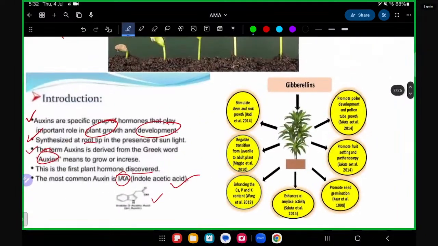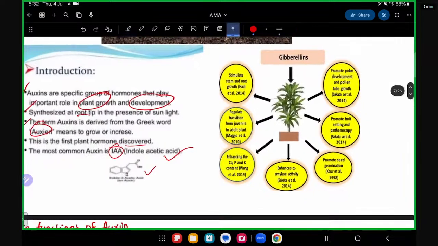Then we'll come to gibberellin. First point is it promotes pollen development and pollen tube growth. Okay. Second point is it promotes fruit setting and parthenocarpy. Third point is it promotes seed germination. Then it enhances alpha amylase activity. Okay. It is not that important for you. Next point is it enhances the calcium, phosphate and potassium content. Then it regulates transition from juvenile to adult plant. Then last point is it stimulates stem and root growth. Okay.